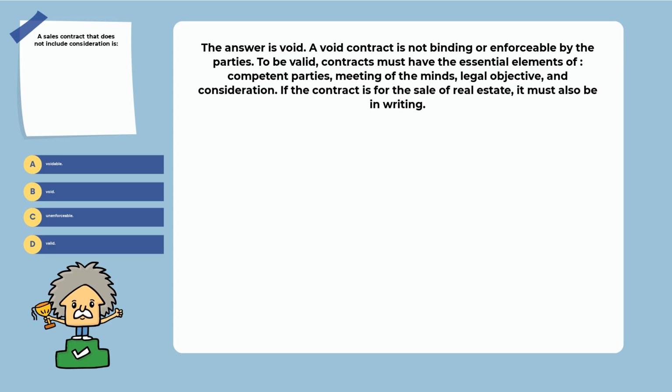The answer is void. A void contract is not binding or enforceable by the parties. To be valid, contracts must have the essential elements of competent parties, meeting of the minds, legal objective, and consideration. If the contract is for the sale of real estate, it must also be in writing.